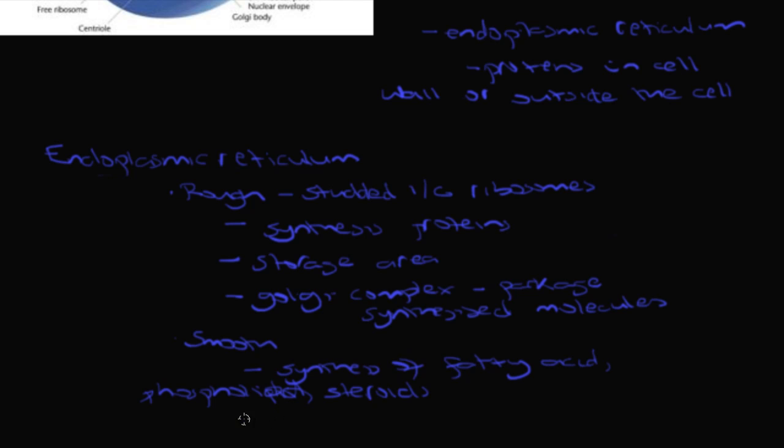And in muscle cells in particular, you get something called the sarcoplasmic reticulum, which is the muscle equivalent of the endoplasmic reticulum. And this is an area where calcium ions are released, and that triggers contraction. So in muscles, calcium ion release.